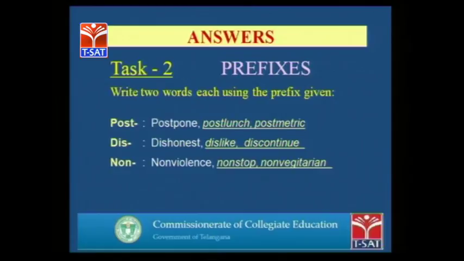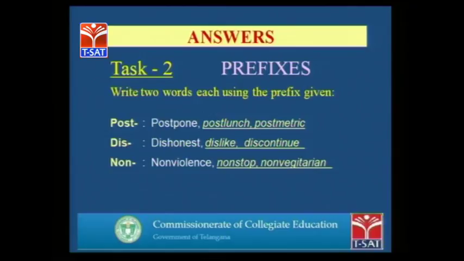postpone, post lunch, post matric, post independence, post mortem, so on and so forth. And an interesting observation, Mr. Krishna, there is a word called postpone, but you also have an interesting word like prepone. This is a pure Indianism.